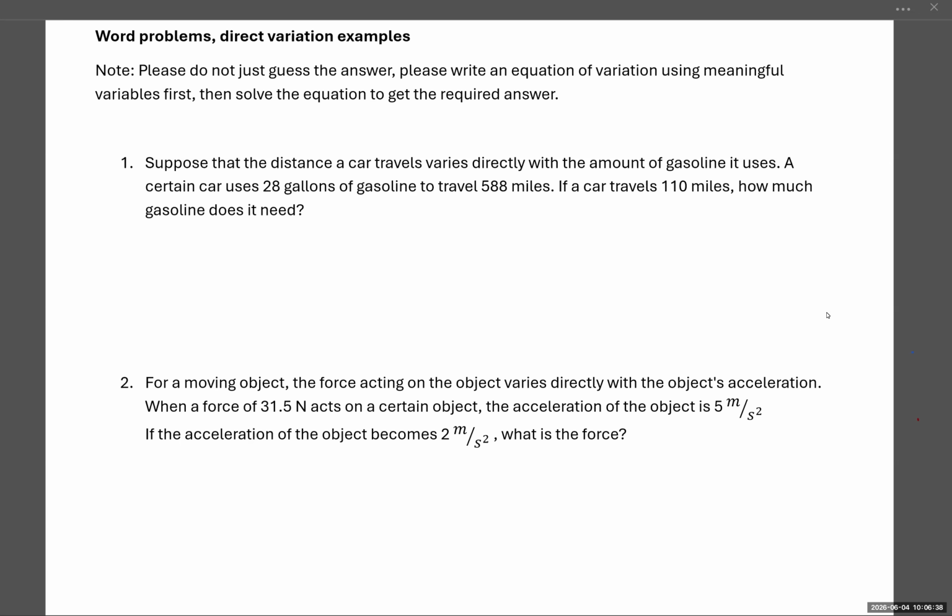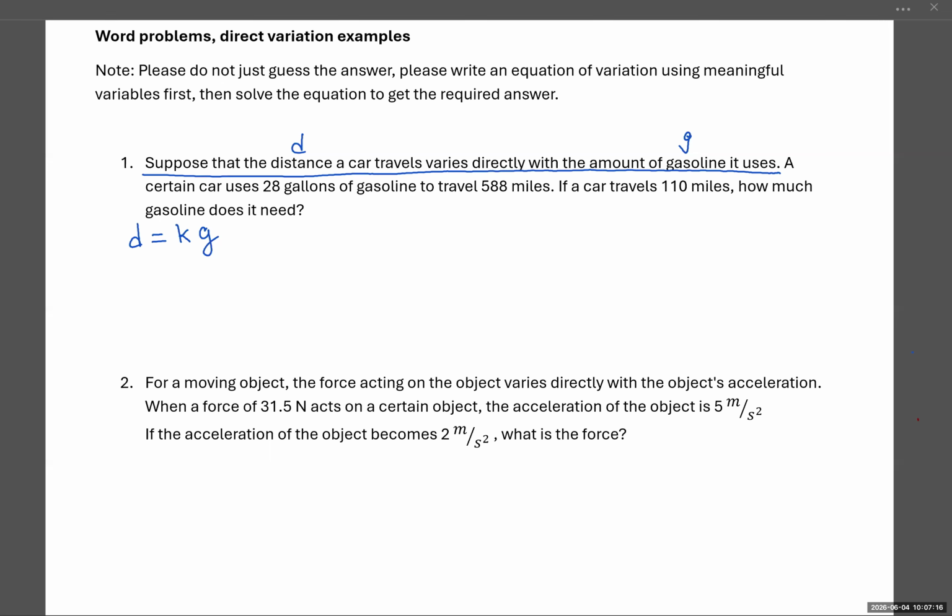Suppose that the distance a car travels varies directly with the amount of gasoline that is used. First and foremost, you have to use meaningful variables whenever you are doing these word problems. Otherwise, you might plug in the incorrect value for the incorrect letter. So the distance, I'm going to say that's D. A car travels varies directly with the amount of gasoline that it uses. I'm going to use G for gasoline. Since it varies directly, my basic equation is D equals K, for the constant of variation, times G.